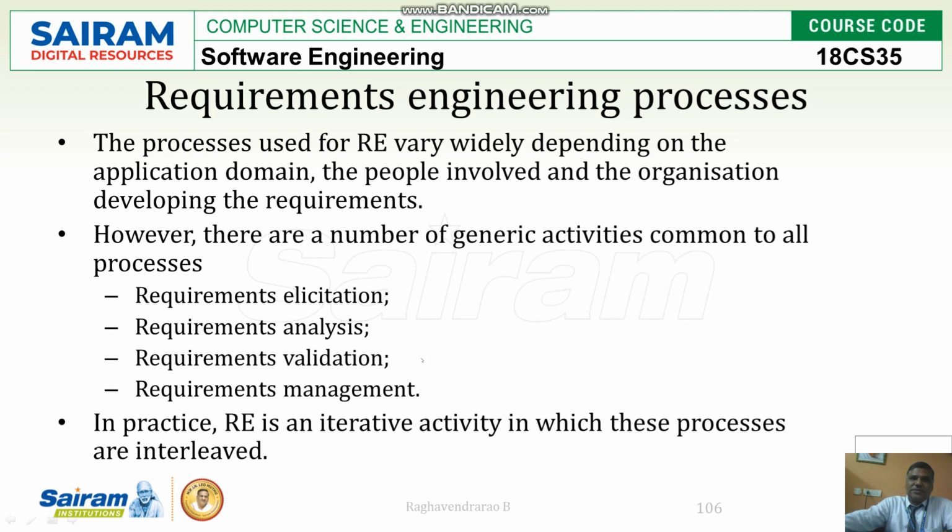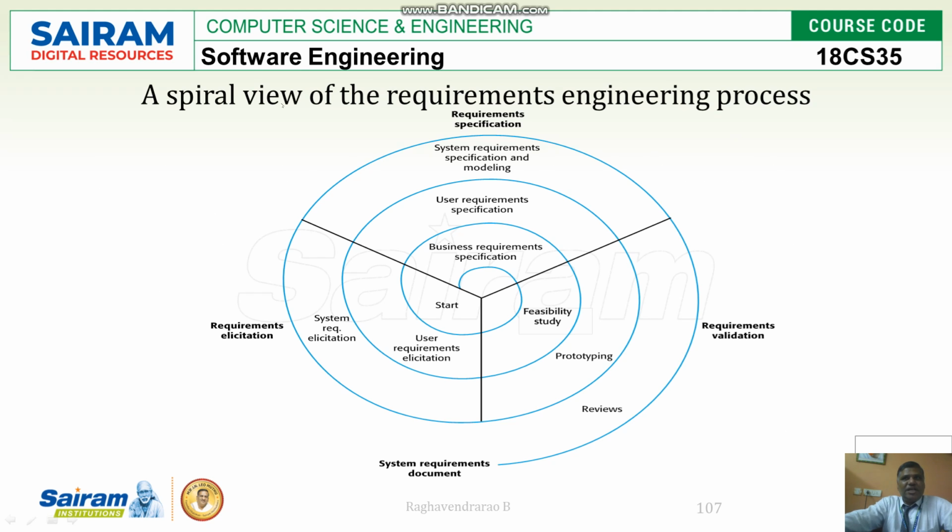It is an iterative process, an interleaved process. So we will use the second model for this application, that is the incremental model. Spiral model comments: you can use any of the models as it is, but here it is being used as a spiral model. Again, these four divisions are there: requirements specification, requirements validation, system requirements document, requirements elicitation. Elicitation starts with the requirements. First is the requirements.